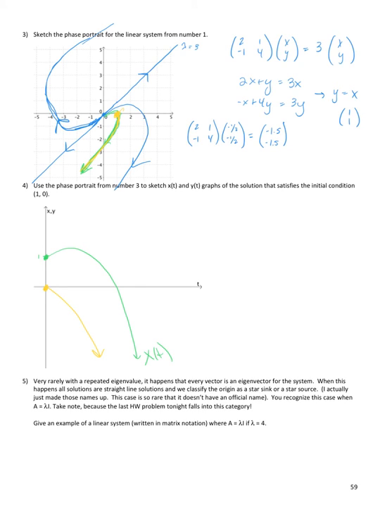An example of a linear system in matrix notation where A equals lambda I, if lambda equals 4. So A has to be 4I, which would be 4, 0, 0, 4. So my system would be y prime equals 4, 0, 0, 4, y.